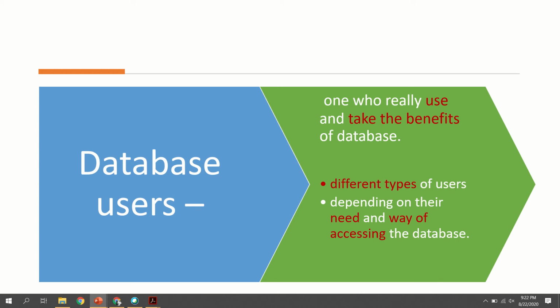That means based on the types, we can divide the database users based on two factors. The first one is their need. What data is needed by that particular user? Since we are storing all the data inside the database, only the needed data needs to be taken from the database. So based on that factor, and the manner in which they are accessing the data from the database, we will divide the database users into different categories.